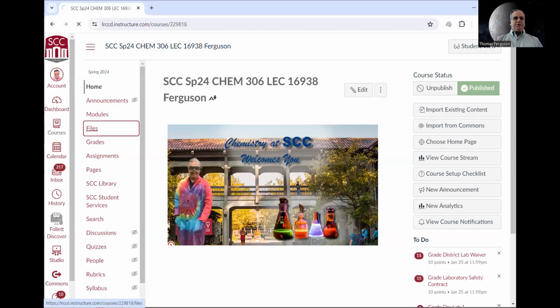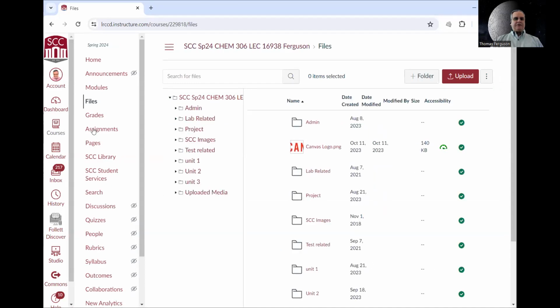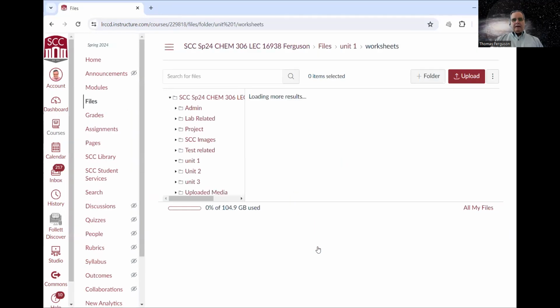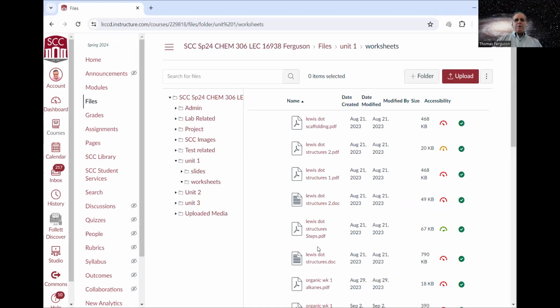I want to encourage you to go to Files, Unit 1, and look at worksheets. I provided you with many more worksheets than the dry lab. The dry lab doesn't have any line drawings. All my worksheets, other than the dry lab, have line drawings in them, including the answers.